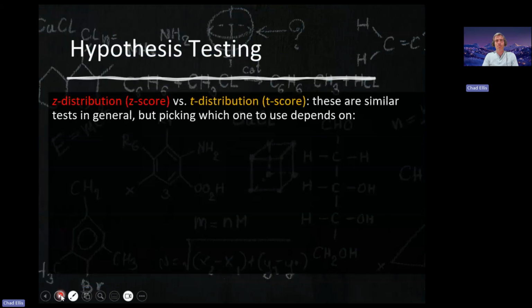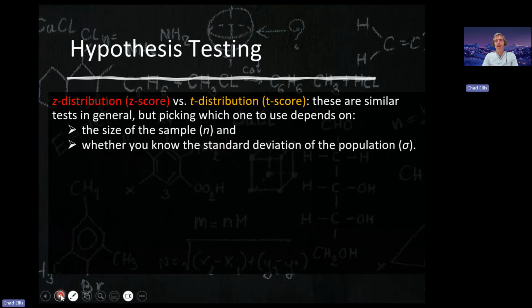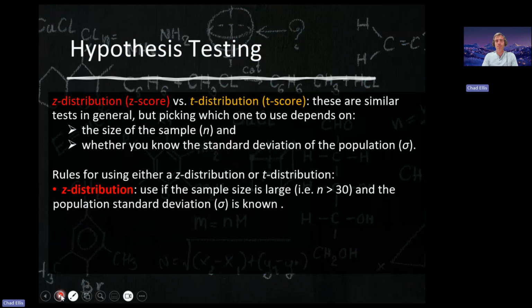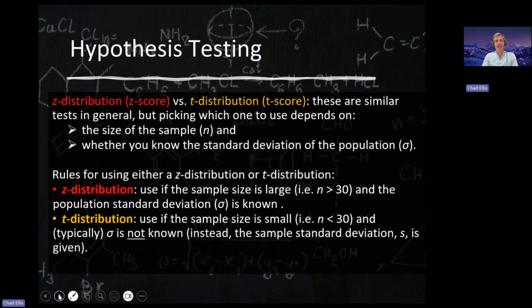How do you know when to use the Z distribution versus the T distribution? It comes down to two main factors: the size of the sample, and whether you know the standard deviation of the population. Remember, if you don't know the population standard deviation, we approximate it using the sample standard deviation. The simple rules: you use the Z distribution when you have a relatively large sample size, so your N is over 30, and you know the population standard deviation. On the other hand, if you have a relatively small sample size, under 30, and you have to use the sample standard deviation to approximate the population standard deviation, you go with the T distribution, or the T-stat.